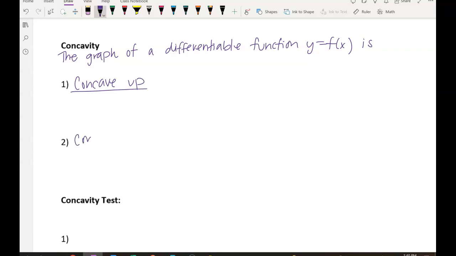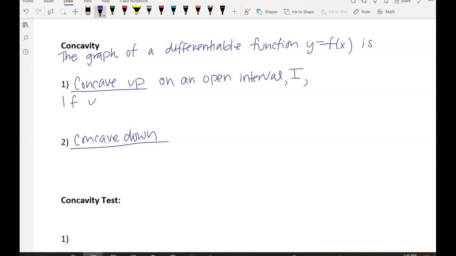We'll fill that out, concave down, and we will fill that out as well, okay? So it concaves up on an open interval. Let's call this interval I, if y prime is increasing. And that's sort of a confusing language, so we will explain that, okay, on this interval called I.